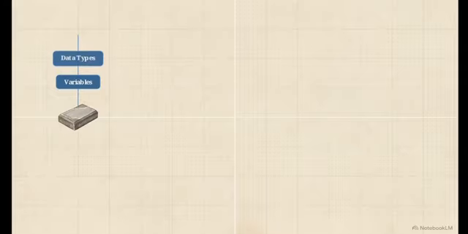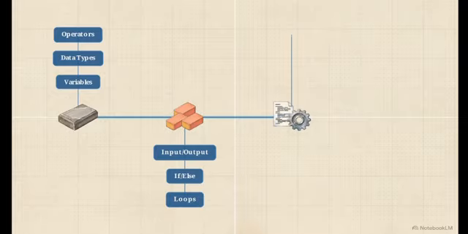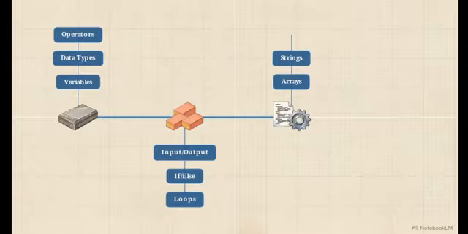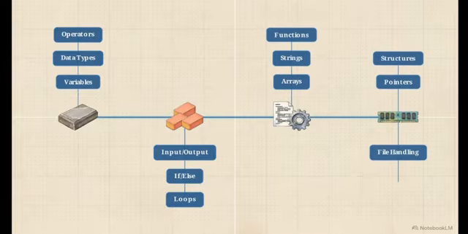This tech tree visualizes our exact roadmap. We start at 0 on the first tier: variables, data types, and operators. Next, we build logic with input-output, if-else statements, and loops. From there, we tackle intermediate data mechanics, arrays, strings, and functions. Finally, we reach the highest tier: pointers, structures, file handling, and dynamic memory allocation.